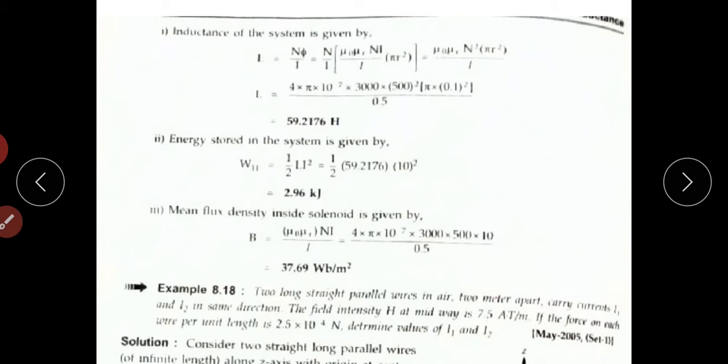So next, substitute values. First, mu naught equals 4 pi into 10 to the power of minus 7. Given the relative permeability equals 3000, number of turns 500 square, into pi, R value equals 10 centimeters or 0.1 meters, 0.1 square, divided by L. L equals 0.5. So finally, the inductance value is 59.2176 henries.